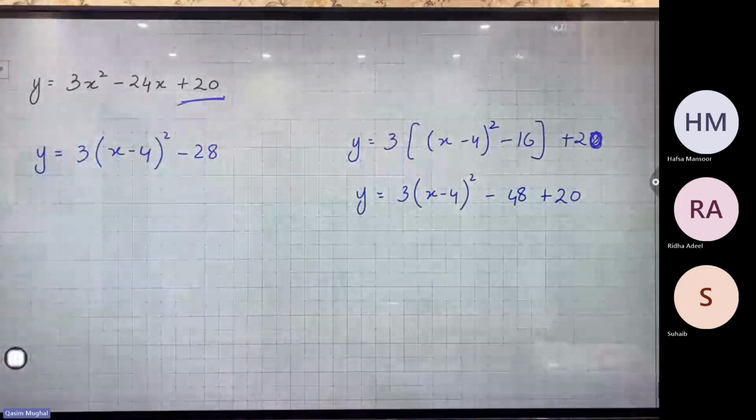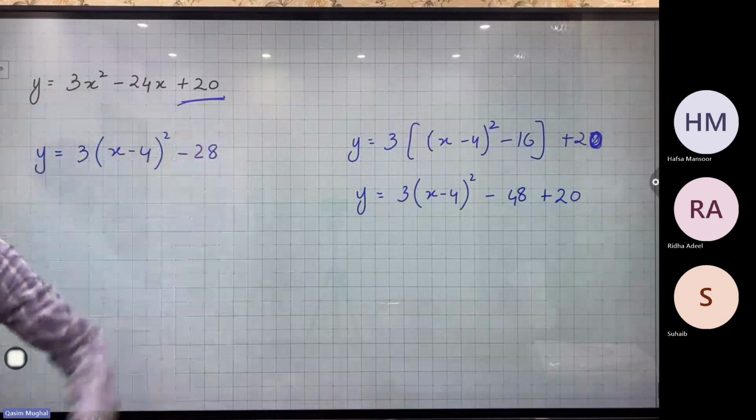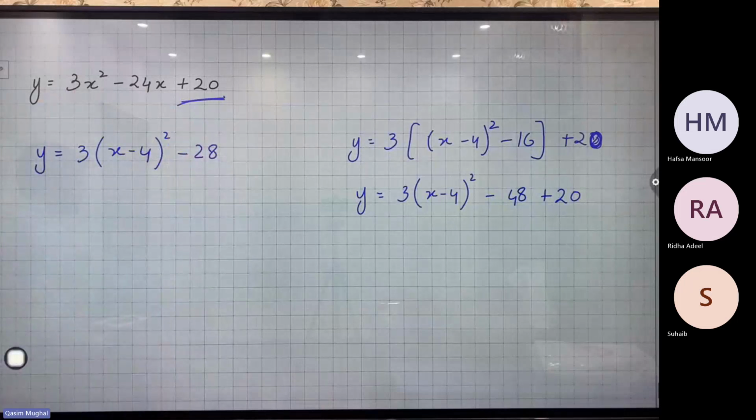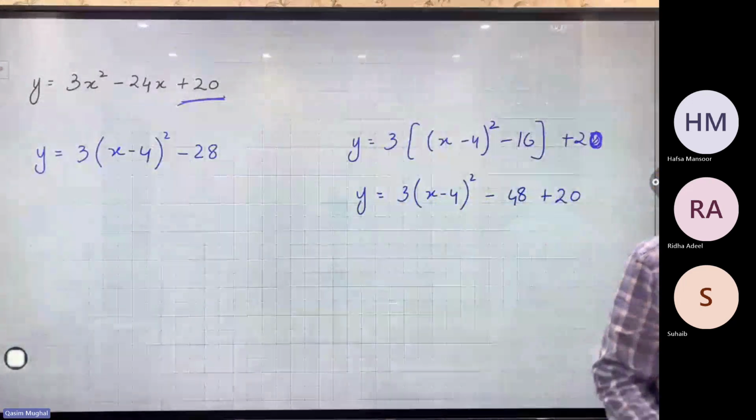Okay. What if you wanted to take a common from all 3 terms in this case? First question is, can you take common from all 3 terms or not?